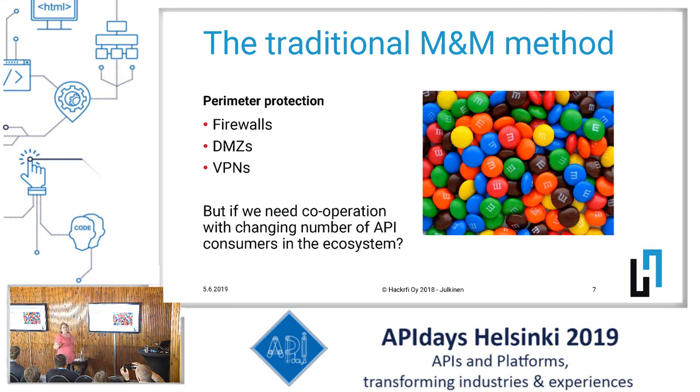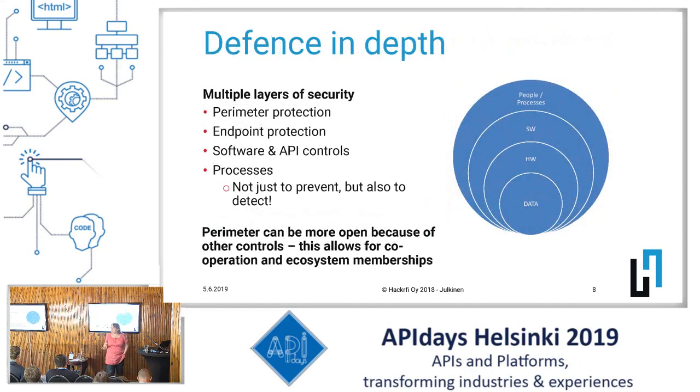So what is now the modern way of thinking? We are talking about defense in depth. I just hinted at this in the previous slide. We have gone from one single hard outer security layer to multiple softer, permeable layers that each play a role in the security posture. So we will have that perimeter protection. Firewalls are not going away, but you can have more relaxed rules in the firewalls. But we have endpoint protection, we have software controls, APIs have their own security layers like authentication and things like that.